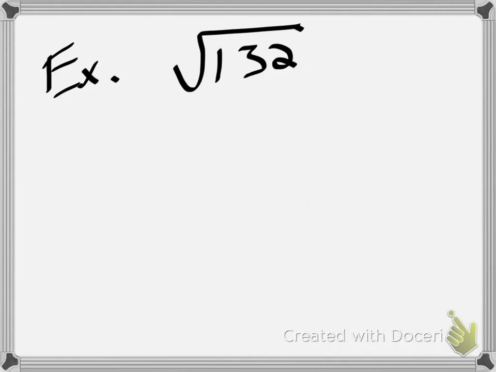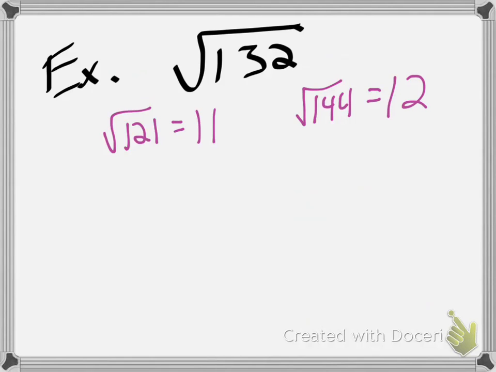So let's do some more examples. Square root of 132. Well, I know that 10 times 10 is 100, but I can get a little closer than that. 11 times 11 is 121, so let's do that one. Square root of 121 is 11. The next whole number up would be 12. Square root of 144 is 12.